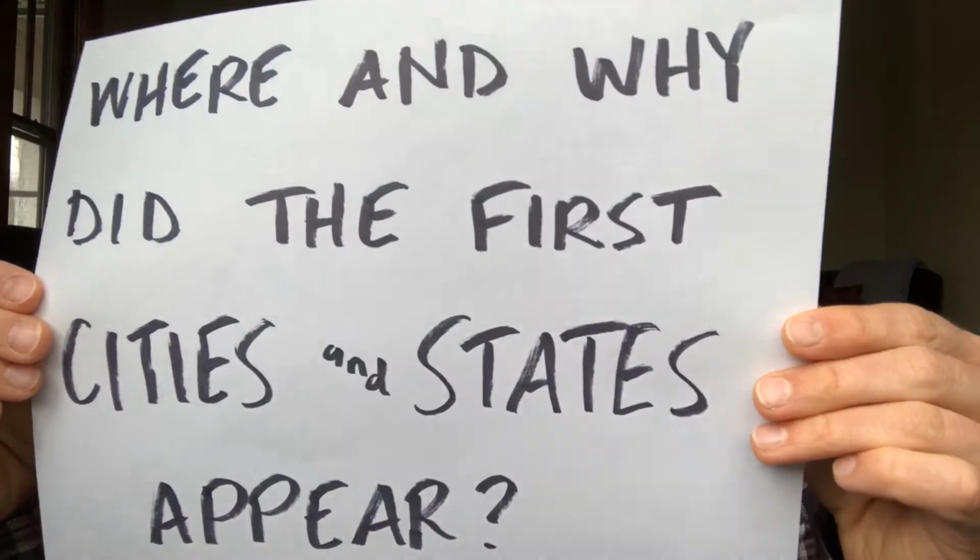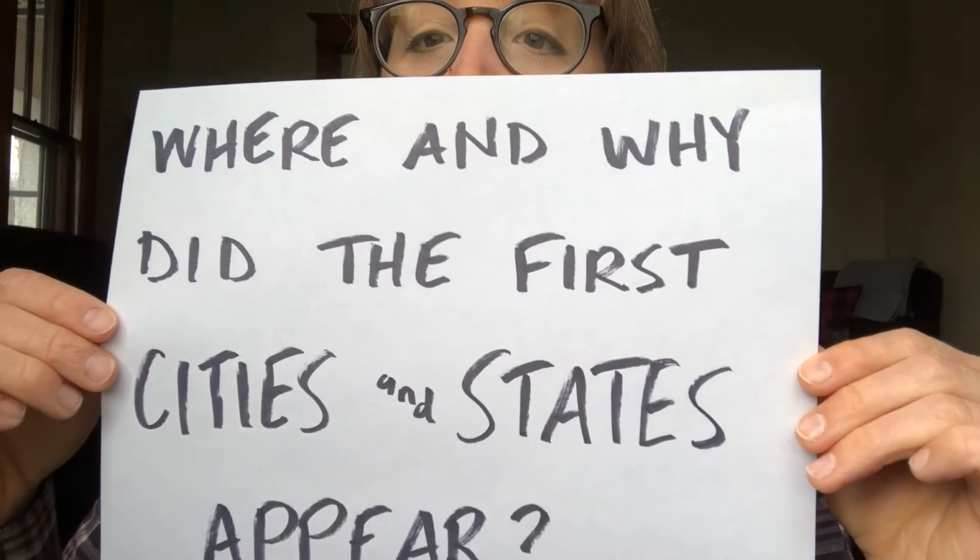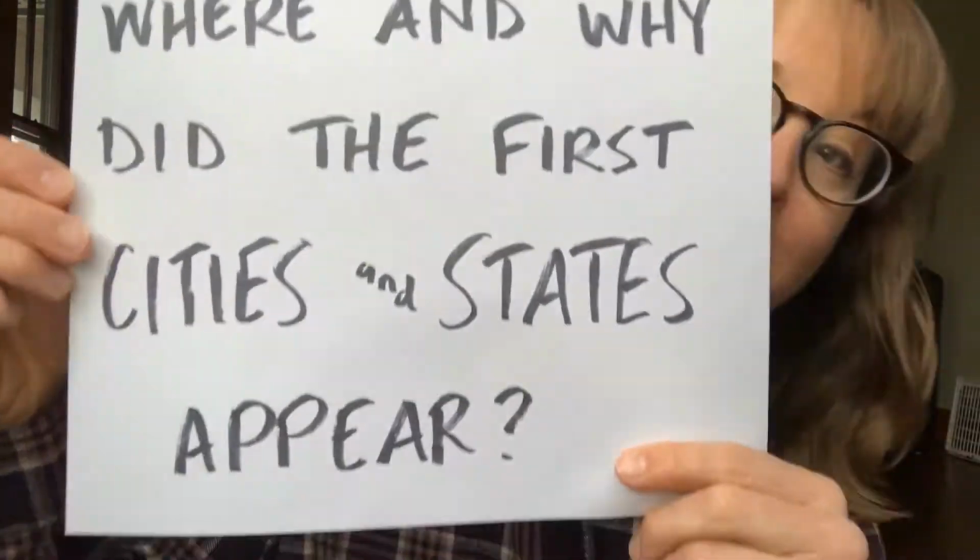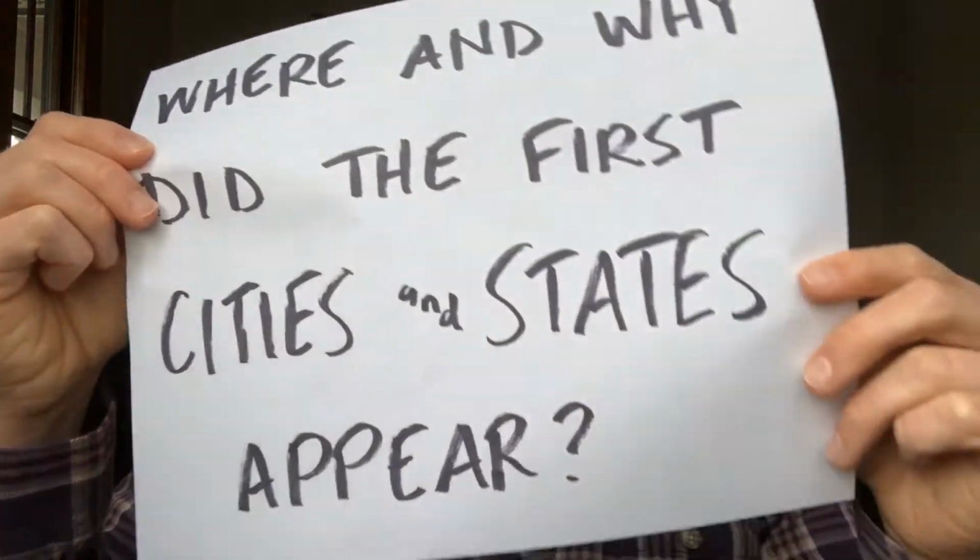So our driving question today is, where and why did the first cities and states appear? Where and why? This sounds like a geography question, which I love. I love teaching geography. So if we think about it, foraging societies were much different than farming ones.